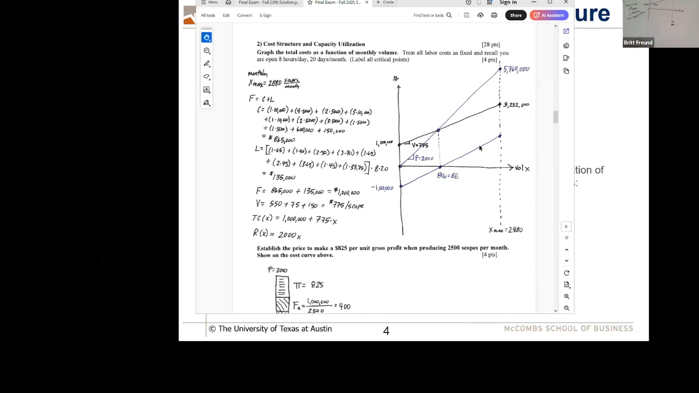So what that basically means is in any given month, I'm going to owe somewhere between $1 million and $3.232 million based on the volume that I do in that month. Now, I don't know exactly how many I do. In any given month, it's going to vary, but that's the range of possible costs that I have. That's all we did in this first piece in order to establish this line.